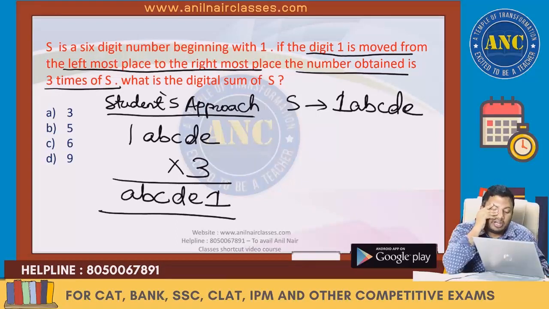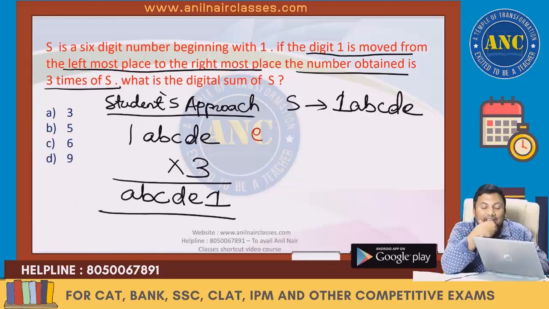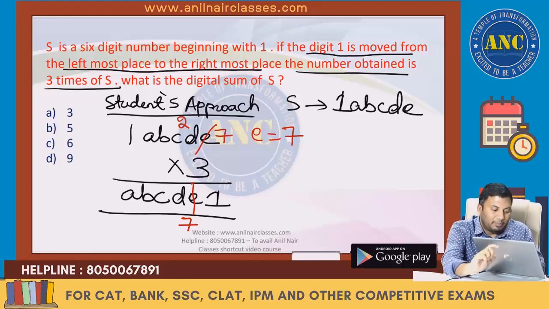Now, how will students solve it? See this way, how you waste your time. E multiplied by 3, I will get 1 at the end. 1 3 is 3, 2 3s are 6, 3 3s are 9, 4 3s are 12, 5 3s are 15, E is 7, 7 3s are 21. So it is 7, here also it is 7. 3 7s are 21, 1, 2 carried. 3 multiplied by D plus 2, I will get 7.